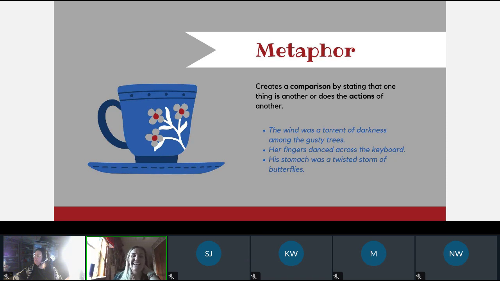Her fingers danced across the keyboard. And this example, which wasn't one of mine, I kind of thought of more like a personification, which I'll explain in the next slide, but it also works. So we're comparing fingers to something that can dance, right? We're comparing fingers to dancing items. And his stomach was a twisted storm of butterflies. So his stomach actually wasn't a bunch of butterflies, but it felt like that, right? So they're making that comparison.